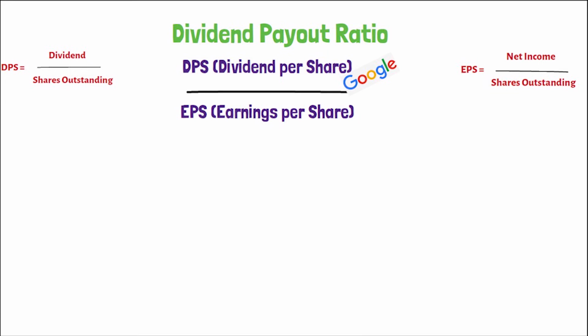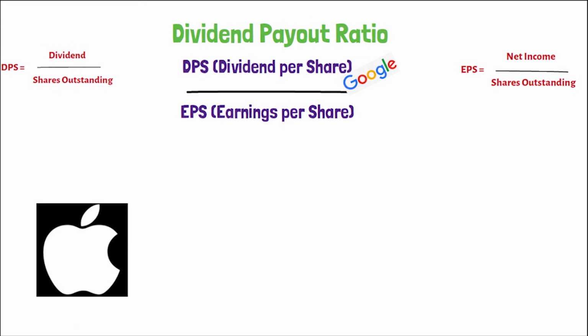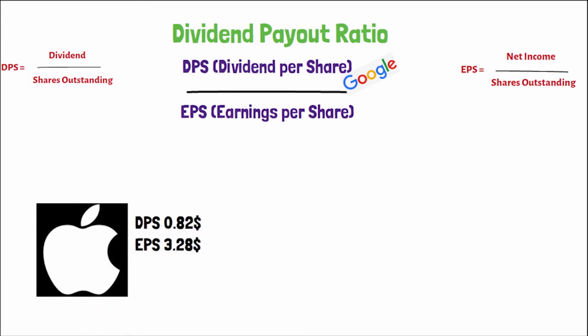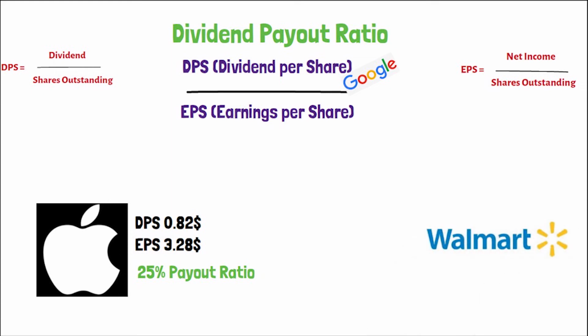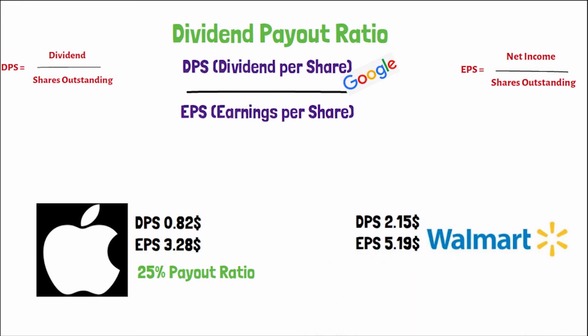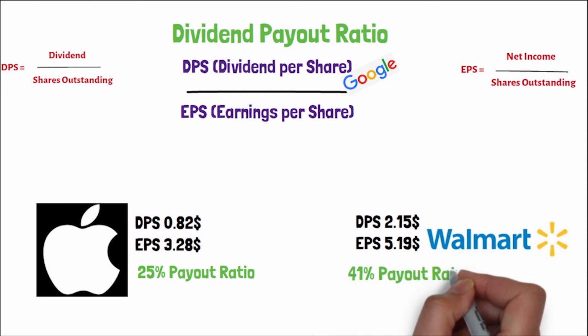To visualize things, take Apple as an example. They have a DPS of 82 cents and an EPS of $3.28. When we divide the DPS by the EPS, we find that Apple's payout ratio is about 25%, which is at the low end. While the largest grocery store in America, Walmart, has a DPS of $2.15 and an EPS of $5.19, which gives us a payout ratio of 41%.